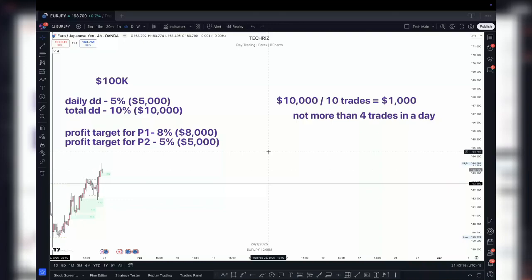And you're going to realize that if this trader is able to take just 2 trades that hit 4R, he has passed his phase 1. Why? Because 4R times $1,000 is $4,000, and you need $4,000 times 2, which is $8,000, to pass your phase 1.